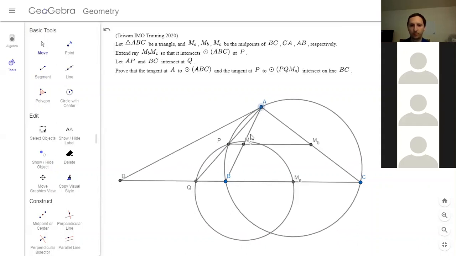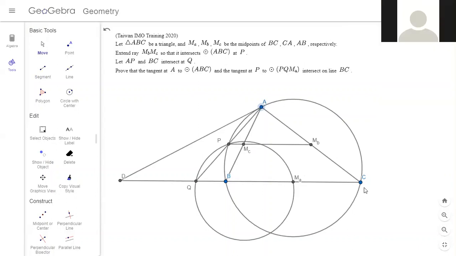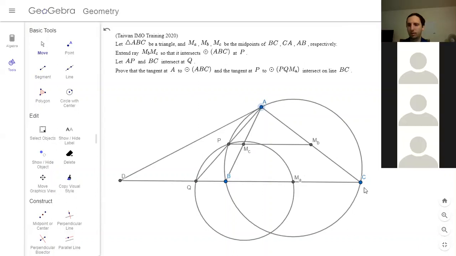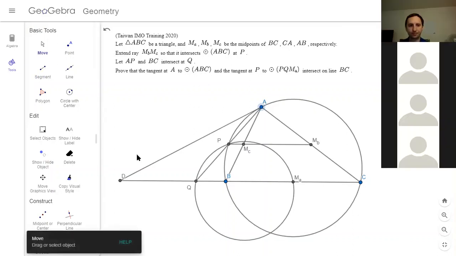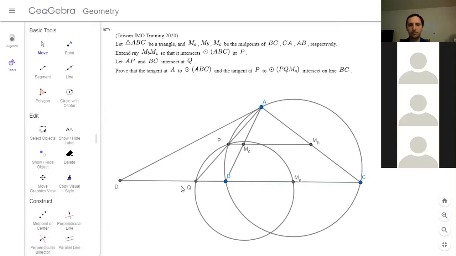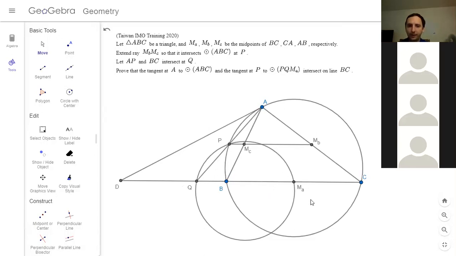Yeah, it's interesting. See who's still on. Sorry, just checking. Let's see. This problem feels a little bit easier, doesn't it? Let's see.